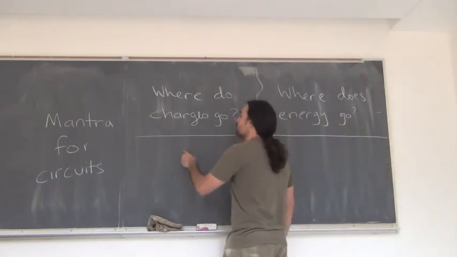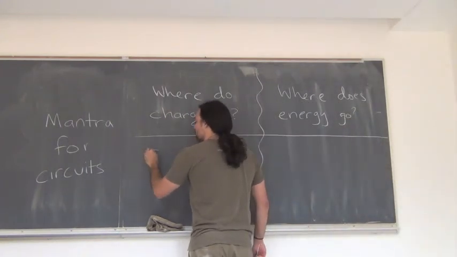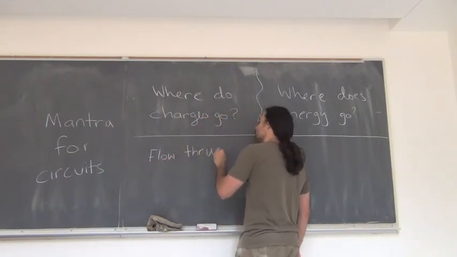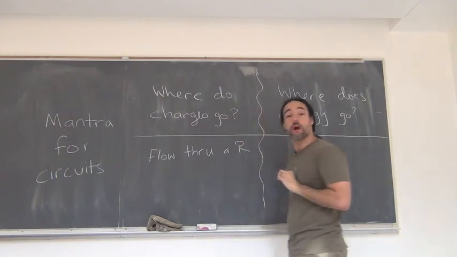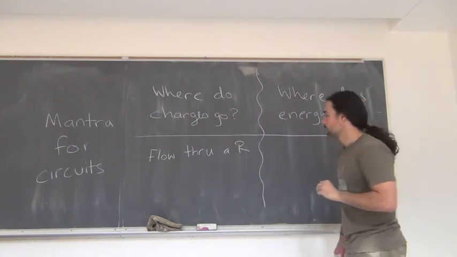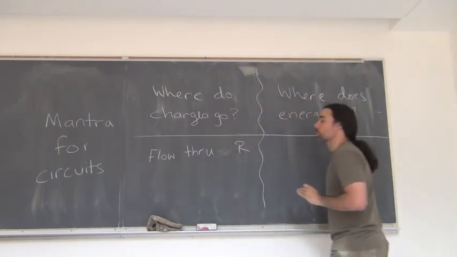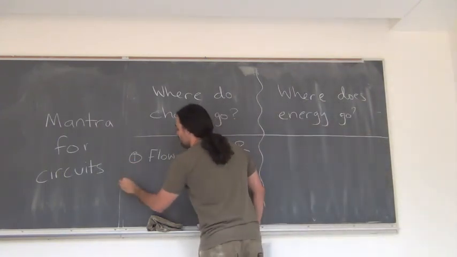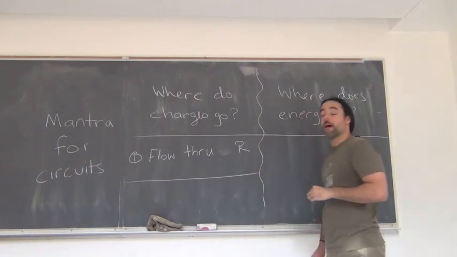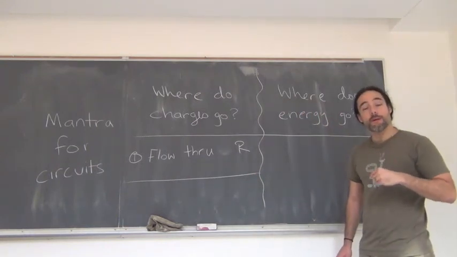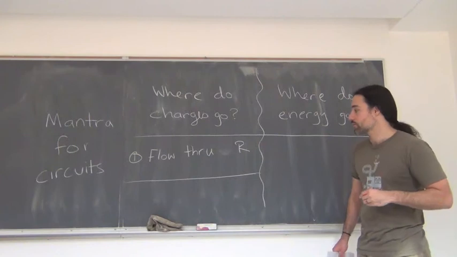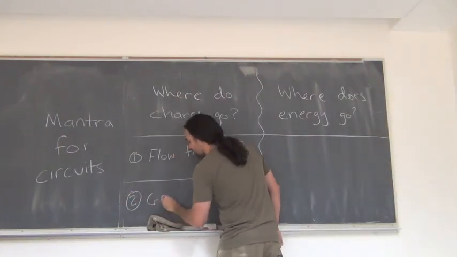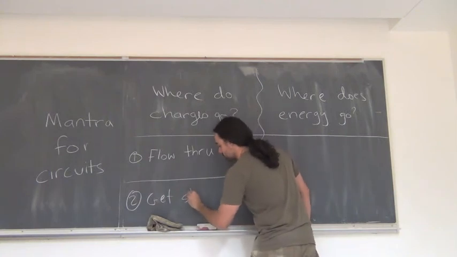If I'm looking at a resistor, we would say that the charges flow through a resistor R. Similarly, if we're talking about a capacitor and what the charges are doing, we would say that the charges get stuck on the capacitor.